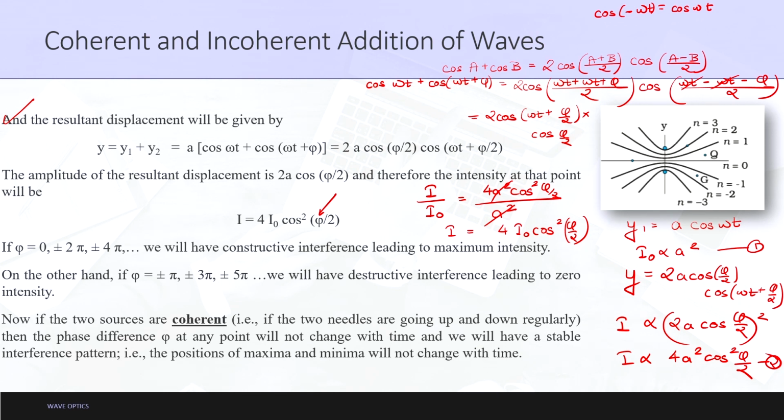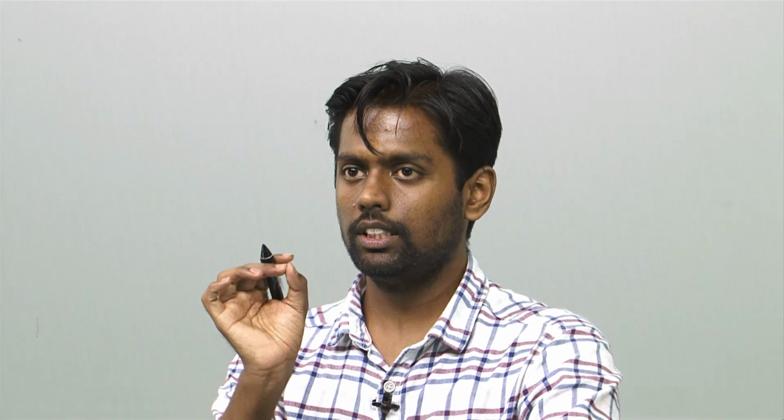On the other hand, if phi is equal to plus minus pi, plus minus 3 pi, plus minus 5 pi etc., we will have destructive interference, which will lead to 0 intensity. So this is being talked about here, this is 0 intensity. From a particular arbitrary point G, if we know the phase difference, we can directly calculate whether we will find a constructive interference or a destructive interference.